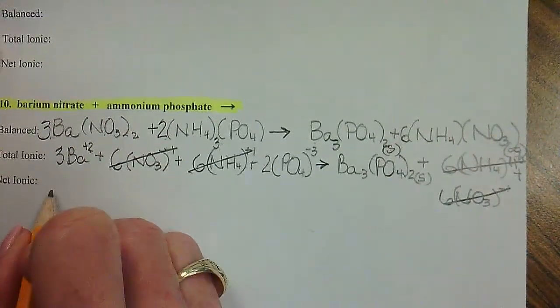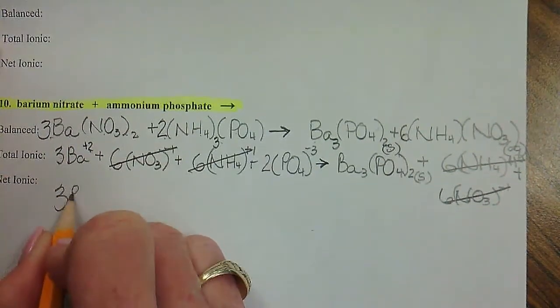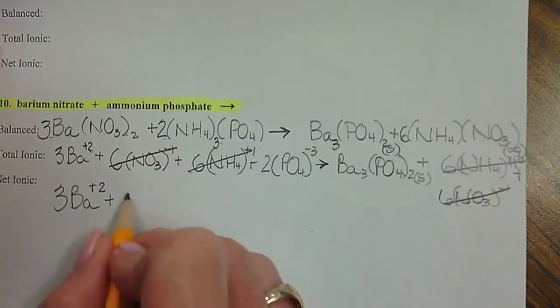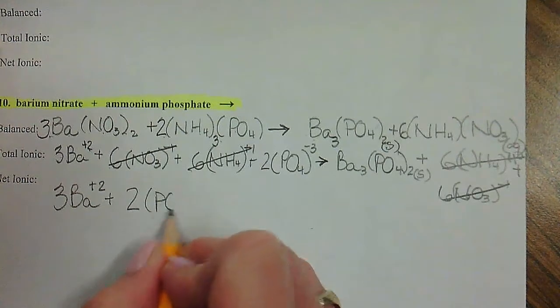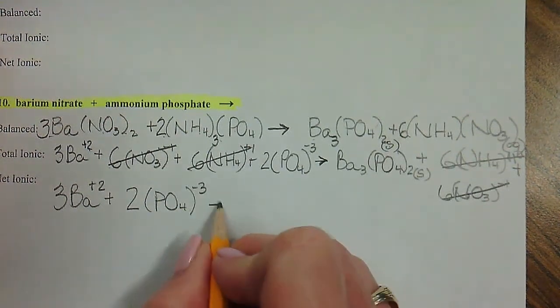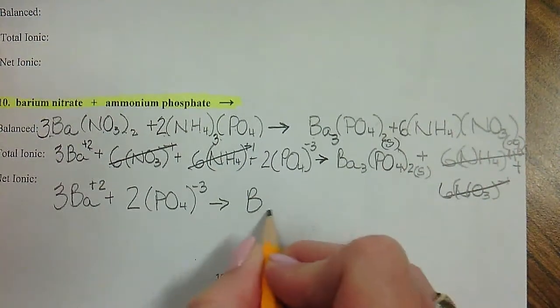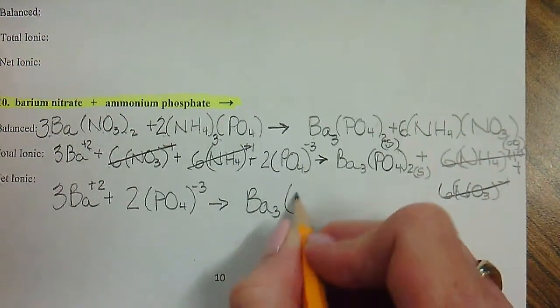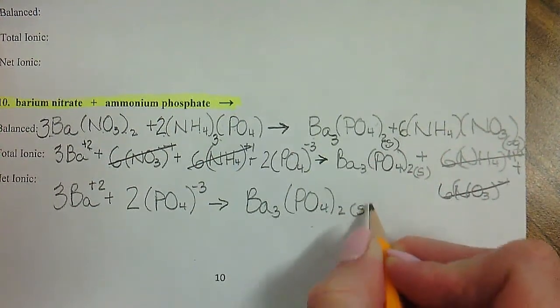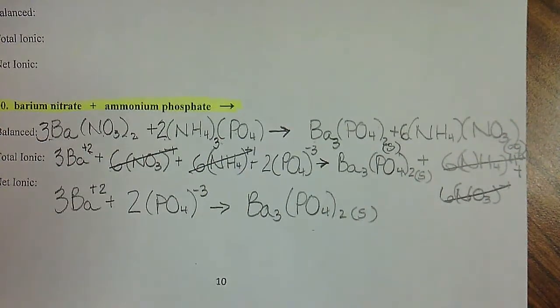So my net ionic equation is going to be 3 bariums with a plus 2 charge plus 2 phosphates with a -3 charge, and that will yield barium phosphate, solid. So there's that final net ionic equation. If you need to go back, rewind, watch again, go ahead and do that, and let us know if you need some help.